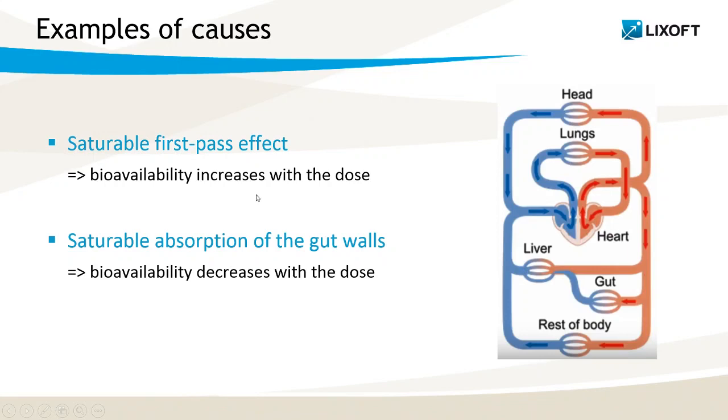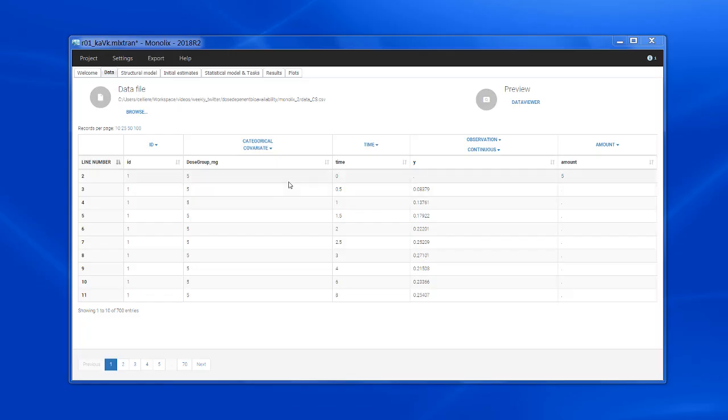On the opposite, the bioavailability can also decrease with the dose. It can be the case when the absorption at the gut walls is via carrier-mediated transport, which can saturate at high doses, for instance. Let's see how we can take this into account by developing a model for a concrete dataset. In this dataset, the drug concentration has been measured after a single dose and different dose levels have been tested.